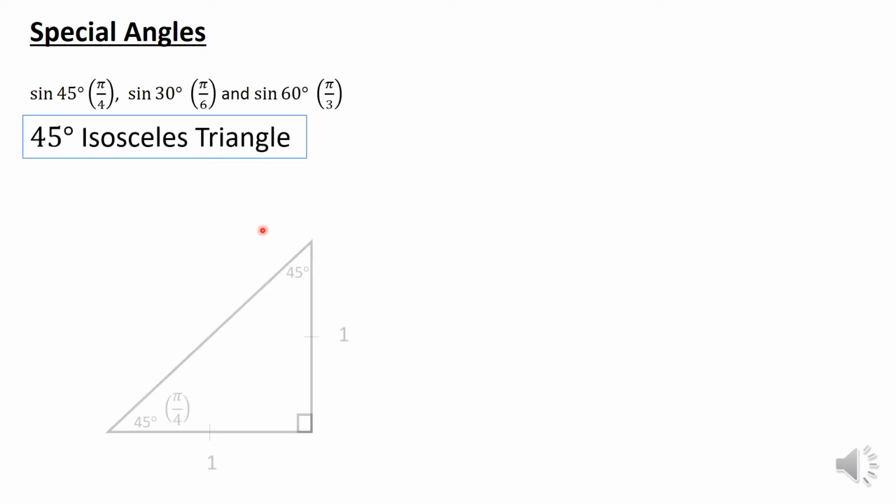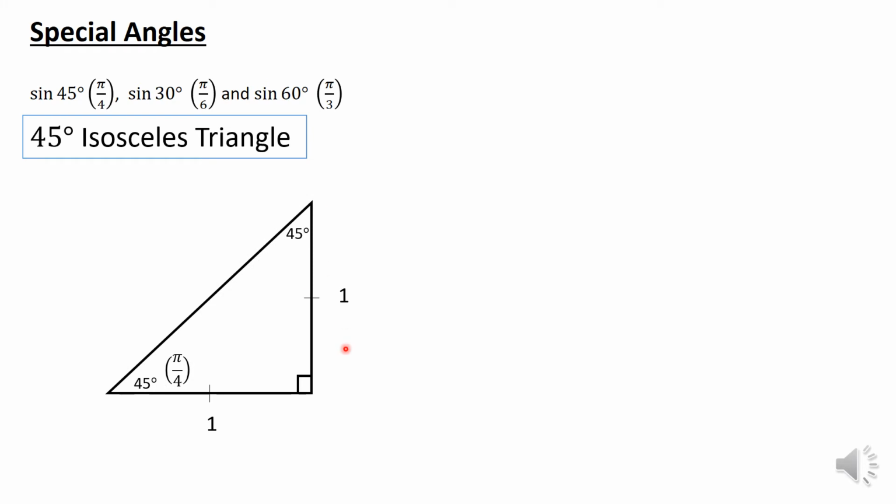So when I say special angles, I'm referring to sine of 45 degrees, or pi upon 4 radians, sine of 30 degrees, or pi upon 6 radians, and the sine of 60 degrees, which is pi upon 3 radians. In fact, when you have these angles, you should be able to calculate problems without using a calculator. So let me bring in an isosceles right angle triangle.